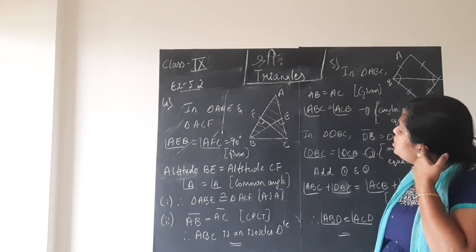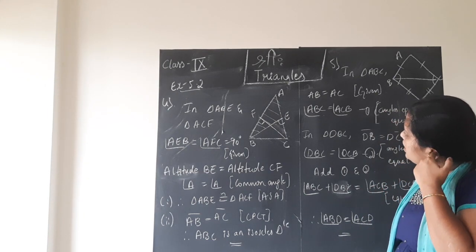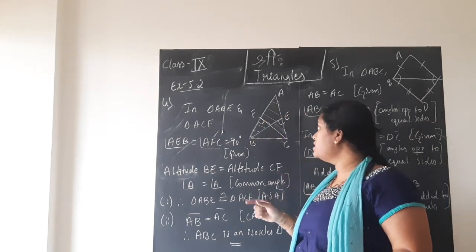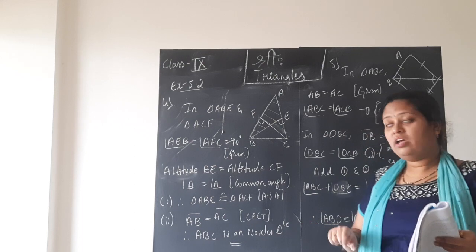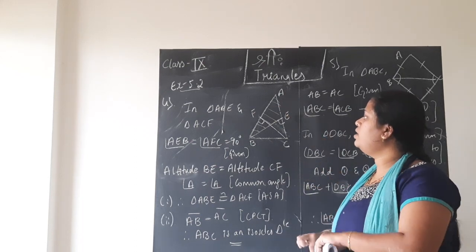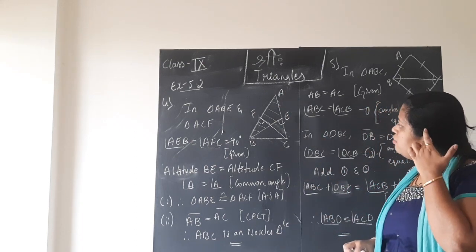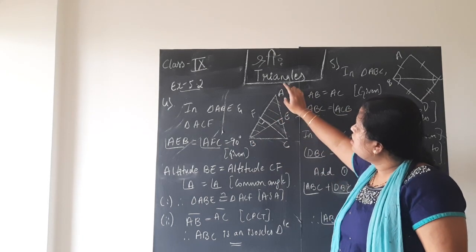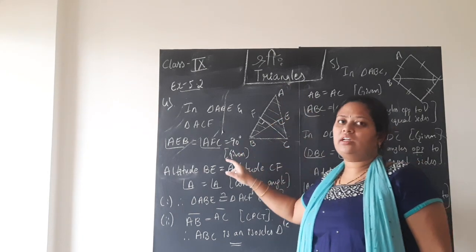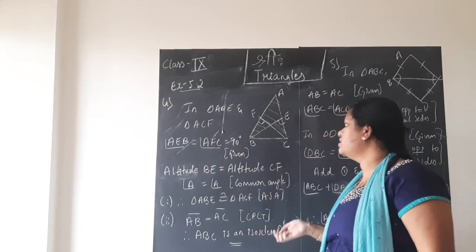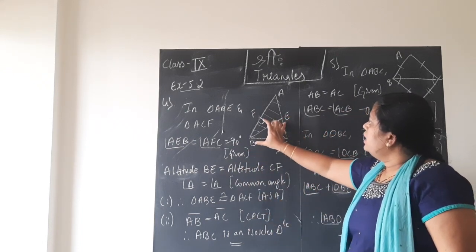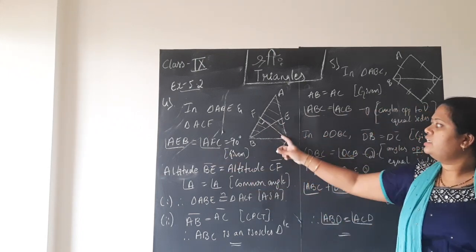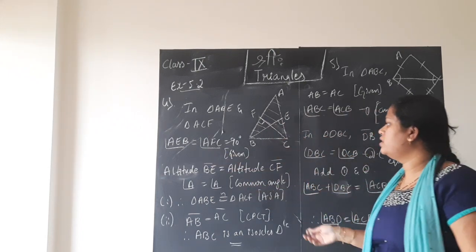How we shall do it now: in triangle ABE and triangle ACF, which triangles are required? Only those triangles we will consider, that is triangle ABE and triangle ACF. Angle AEB is equal to angle AFC, both are equal to 90 degrees. It is given to us. Now, altitude BE is equal to altitude CF, which they have also given us in the problem.